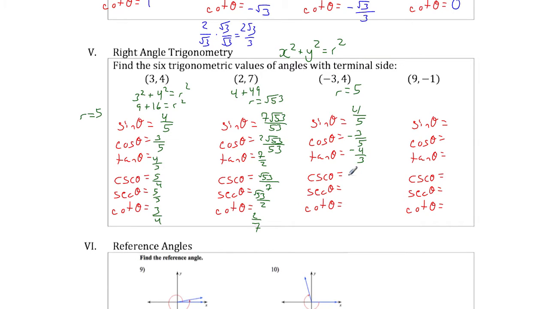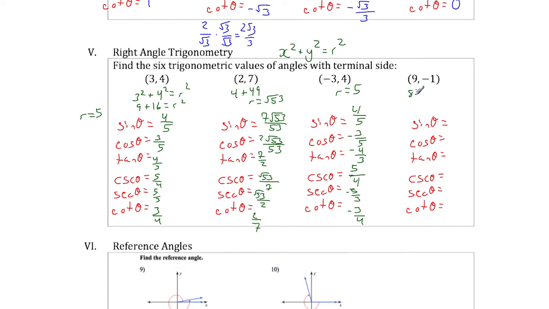Cosecant is not a negative. It's just a reciprocal of the sine, so it's going to be 5/4. Secant is going to be a negative 5/3. And then the cotangent is going to be a negative 3/4.